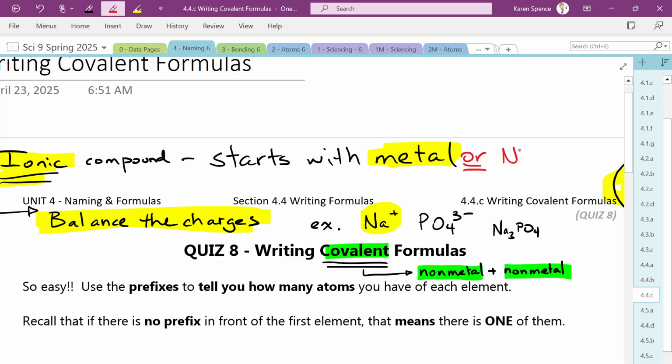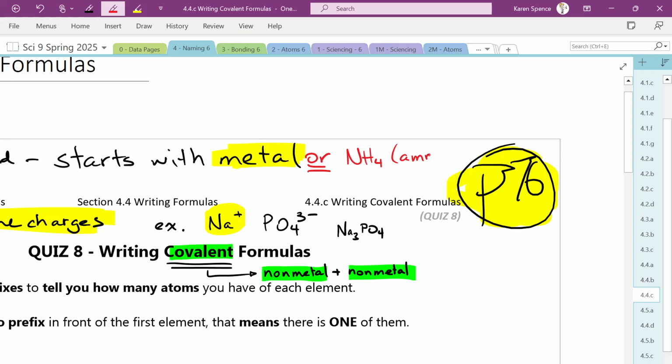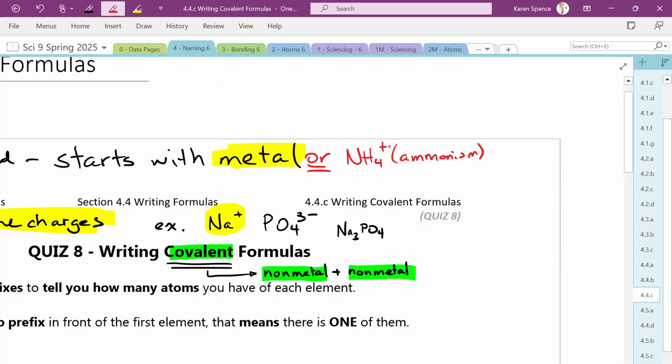Ammonium. NH4, ammonium. So ionic: NH4, ammonium, balance your charges. But if it's covalent, are covalent compounds made of charged particles, or are they made of neutral atoms? They're made of neutral atoms.